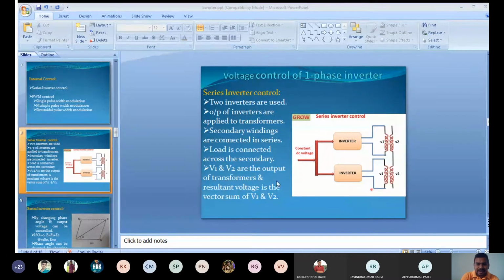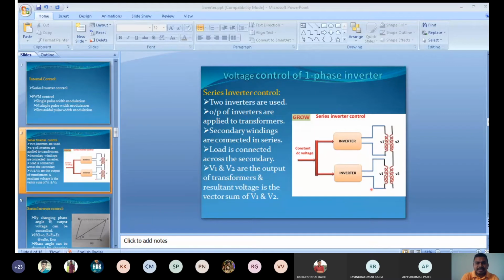Okay, this is the angle 180. The angle between E1 and E2, or the angle between V1 and V2, is 180. So when the angle between E1 and E2 becomes 180, at that time both are out of phase with each other, so equal and opposite. The value of E1 and E2 is equal and opposite to each other. At that time the resultant voltage becomes 0.